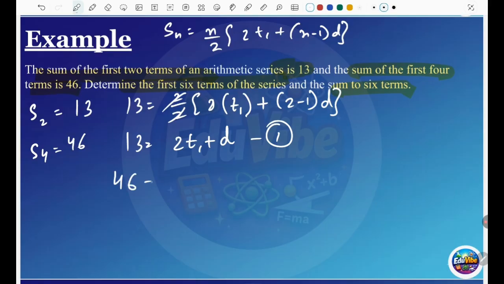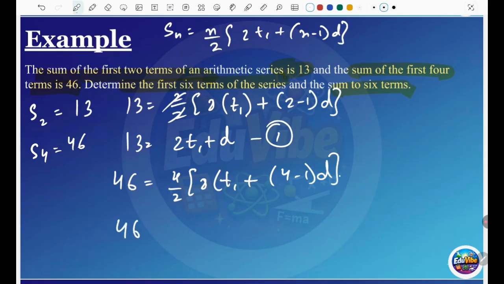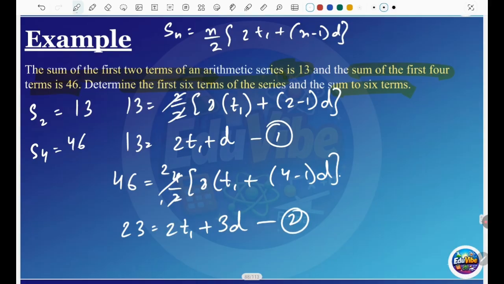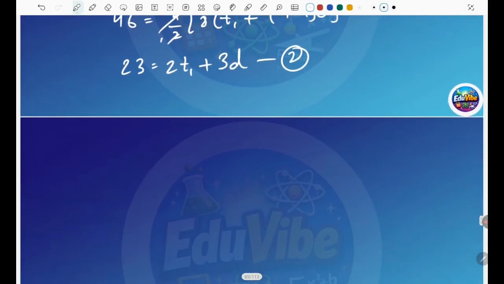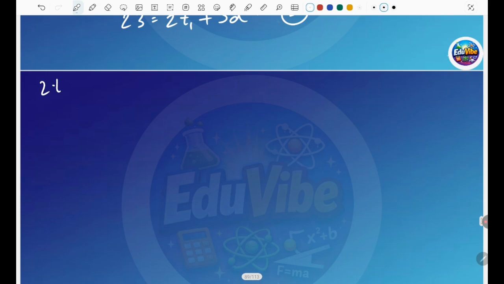For the second equation you do 46 is equal to 4 divided by 2, 2T1 plus 4 minus 1 D. Now 46 is basically, this goes out, you get 2 and 1. So 46 divided by 2 you get 23 is equal to 2T1 plus 3D. This goes to the second equation. Now you can equate both things. You can do the elimination: 2T1 plus D is equal to 13, then we have 2T1 plus 3D is equal to 23.